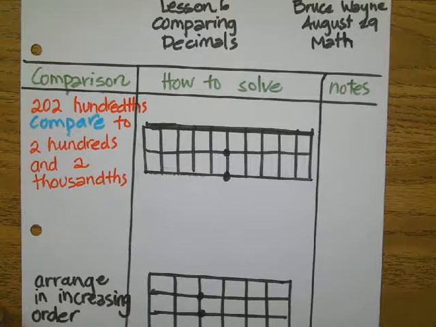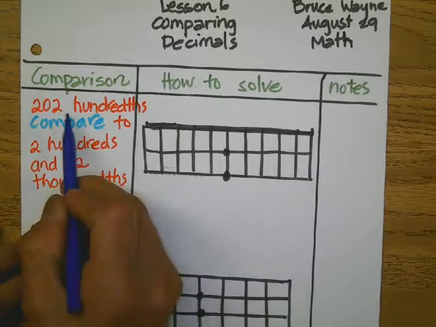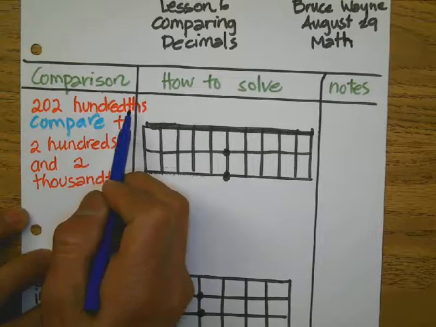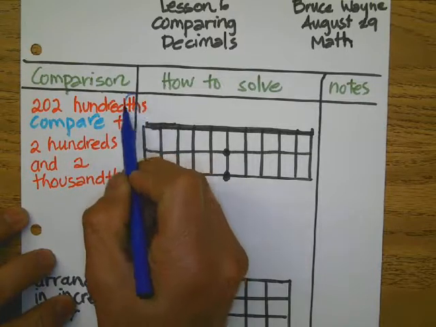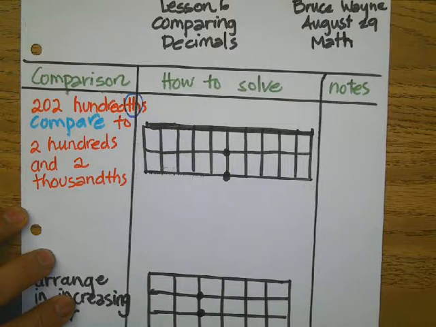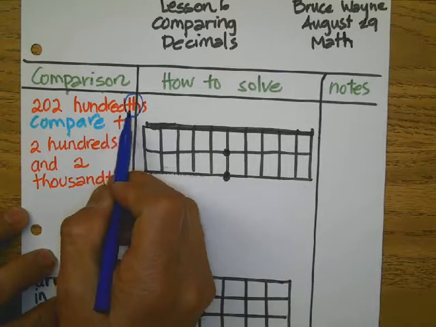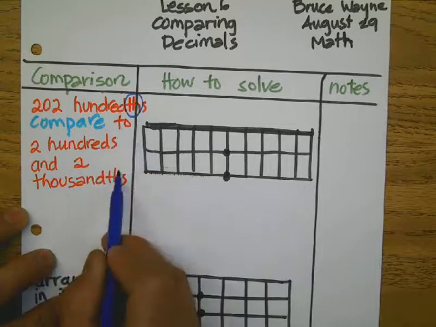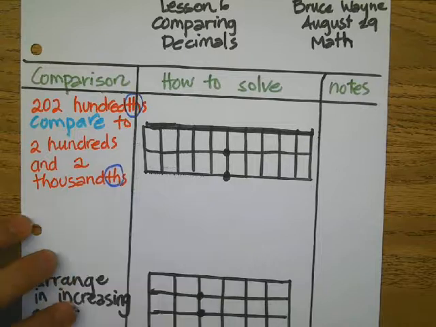This is lesson 6, comparing decimals, my friends. We're going to compare 202 hundredths. I want you to notice the TH on this word. That means we're working with measurements smaller than 1. And notice that that one has that ending and this last one as well. When you read it, this is how you write it down.